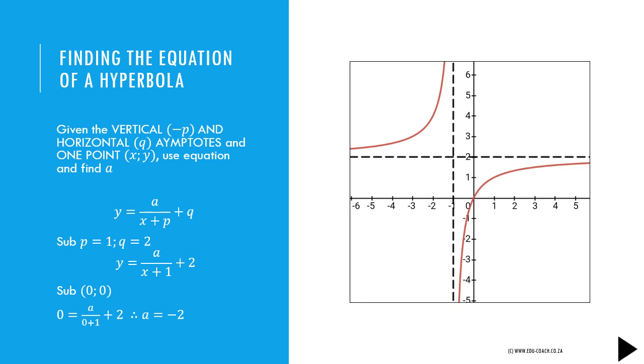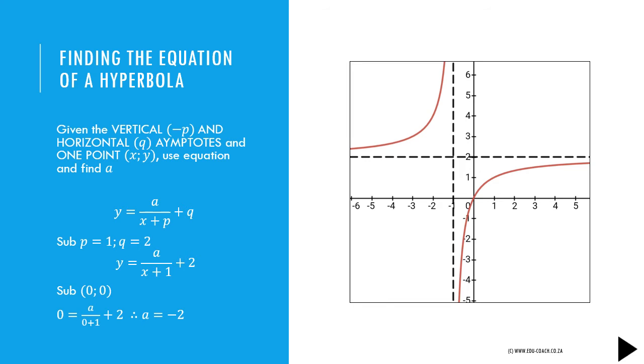In this example, we are asked to find the equation of a hyperbola from the accompanying graph. So on the graph, we are given the vertical and the horizontal asymptotes. The vertical asymptote is at x = -1, which means that p is 1. The horizontal asymptote is at y = 2, which means that q is equal to 2. So we substitute that into the equation for a hyperbola.